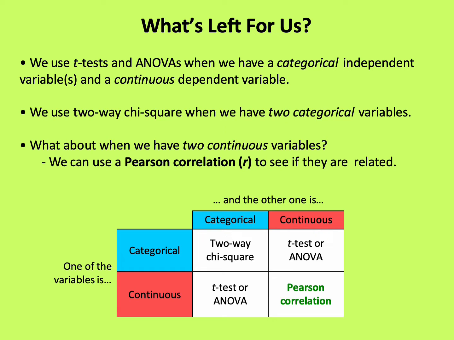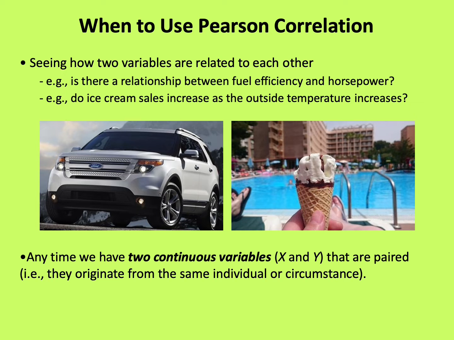Like I said, when you have two variables that are both continuous, then you would utilize a Pearson correlation. So when would you use a Pearson correlation? You would use it when you're interested in figuring out if there's a relationship between two continuous variables. For example, you might be interested in whether or not ice cream sales increase as the temperature increases, right?